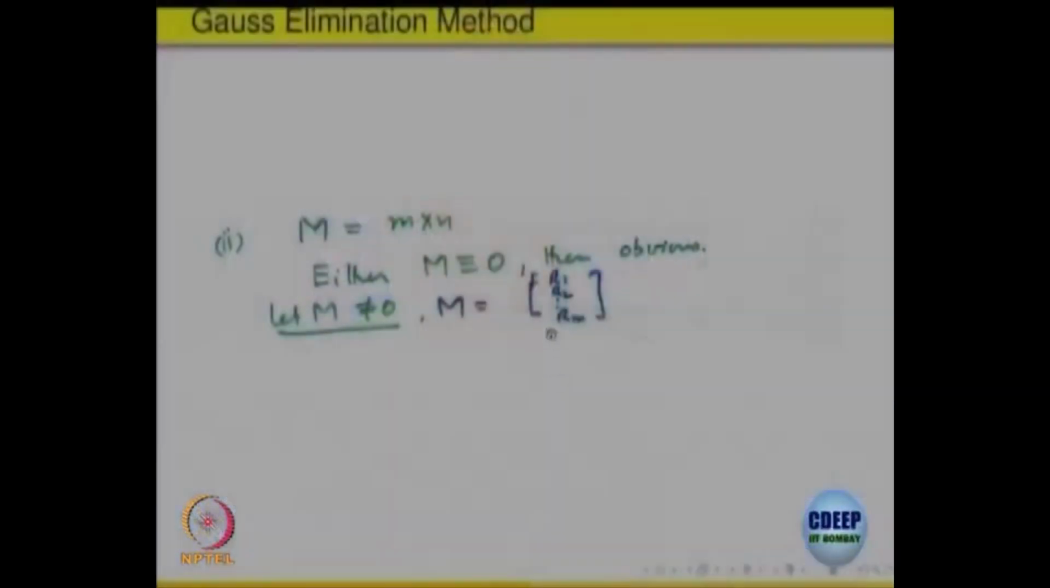So, induction starts with m equal to 1. Let us assume that when the number of rows is some number, it is okay. When the number of rows becomes one more, how do we do it? That is the question. So, let us look at that. Let us say these are the rows R1, R2, up to Rm. M is a non-zero matrix, so it will have rows R1, R2, up to Rm.